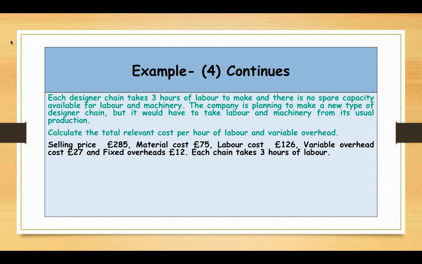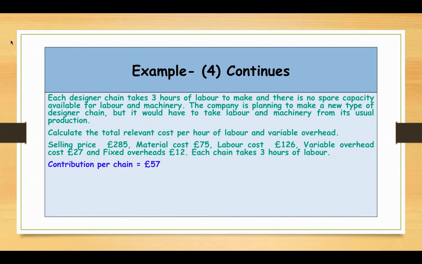So we'll look at the summary of the question. On the previous slide, it has been given selling price, material cost, labor cost, variable overhead, fixed overhead. And also we know each chain takes 3 hours of labor to make. So we need to calculate the contribution per chain because we are going to pinch the labor from our usual production.